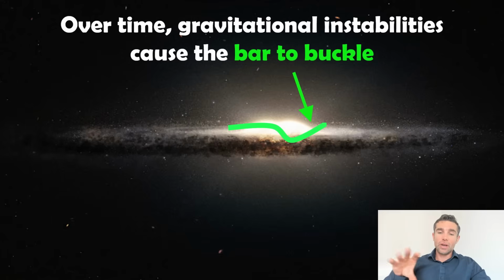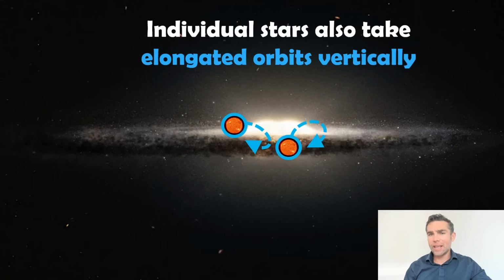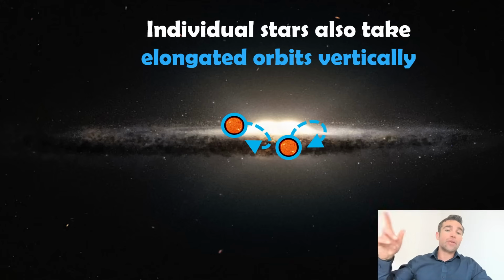So it starts to go thicker, I suppose is the right way. You've got that thinner disk, and in the central part, those gravitational instabilities cause the bar to buckle, which gives it a bit more of a vertical structure. So it gives a vertical thickening, basically, which extends out further than the disk part of the actual galaxy itself. So what's happening here? Well, again, individual stars are taking orbits out of the plane. They've now got elongated orbits. So they're taking elongated orbits vertically as well as in the bar.